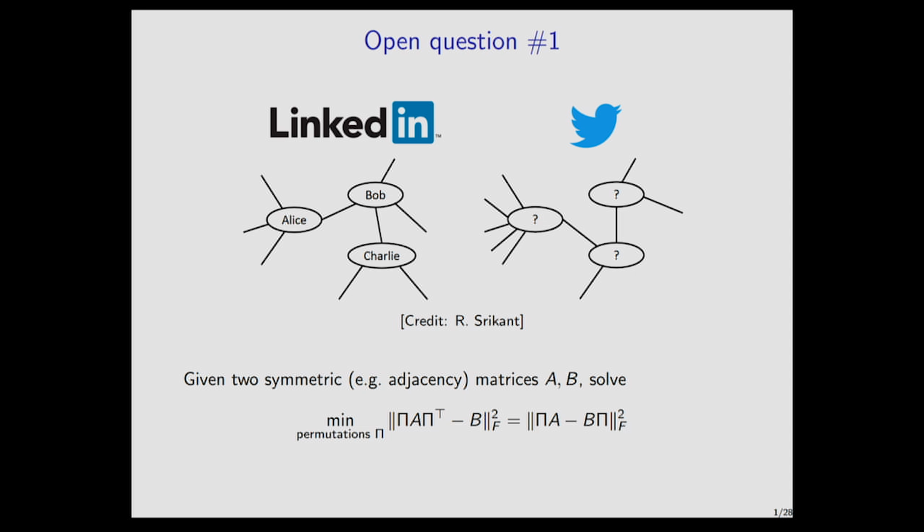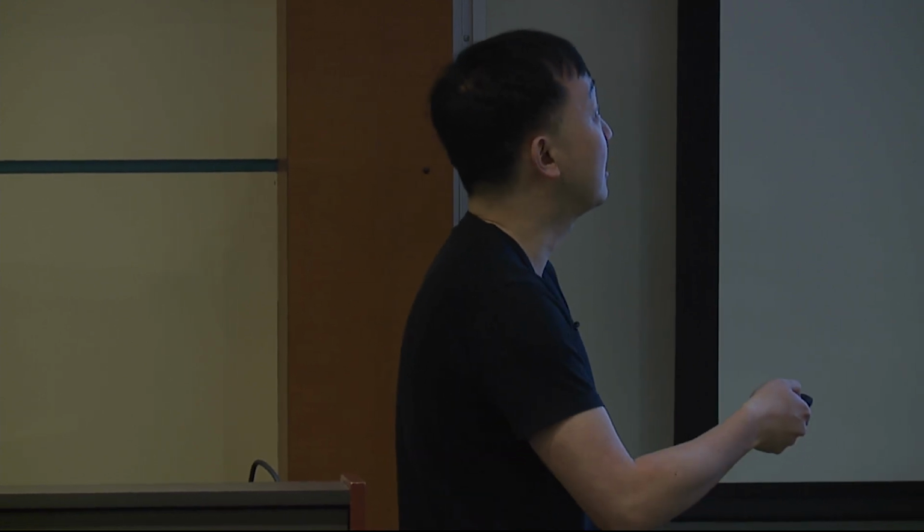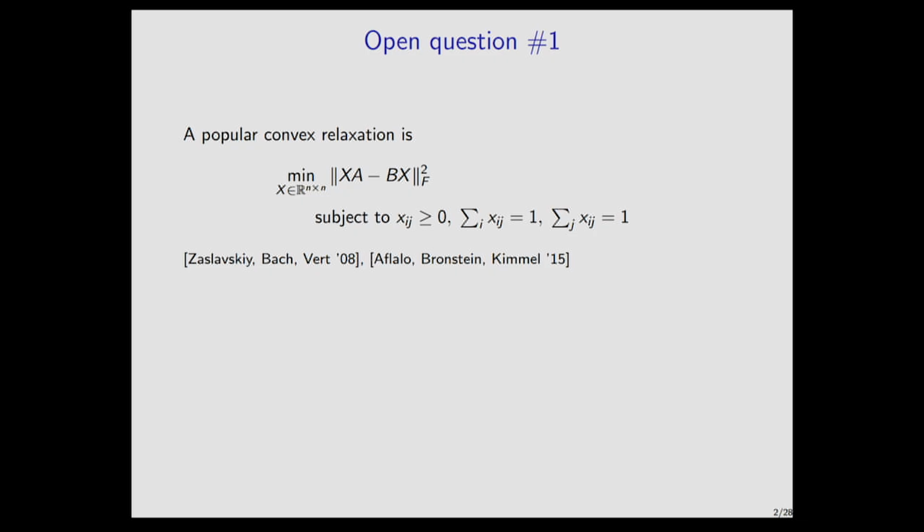Yeah. So this problem as an optimization over permutations is computationally intractable. And so one method that's popular in practice is this convex relaxation that was introduced by Zaslavsky, Bach, and Vert in 2008, which is to minimize the same quadratic objective subject to a relaxed constraint that the matrix X belongs to the convex hull of the permutations. So this is the Birkhoff polytope.